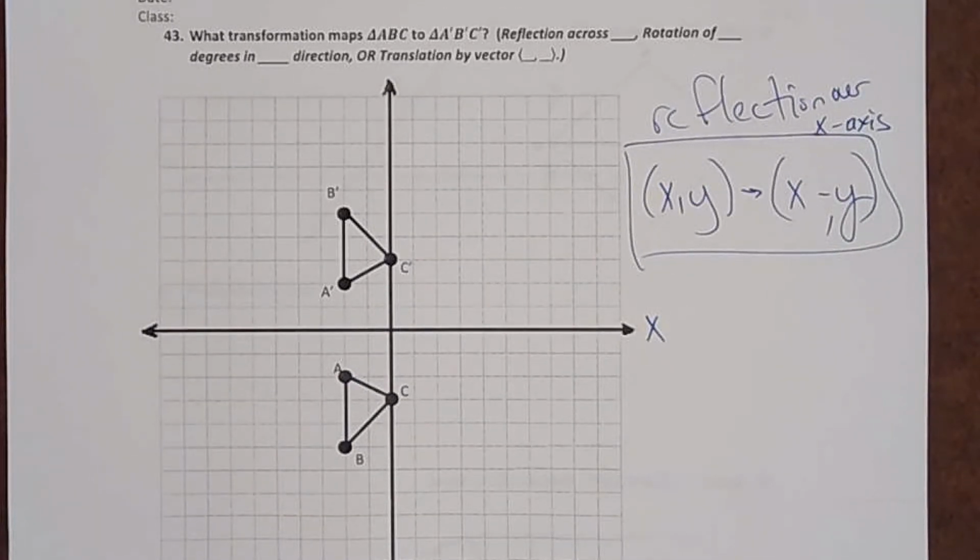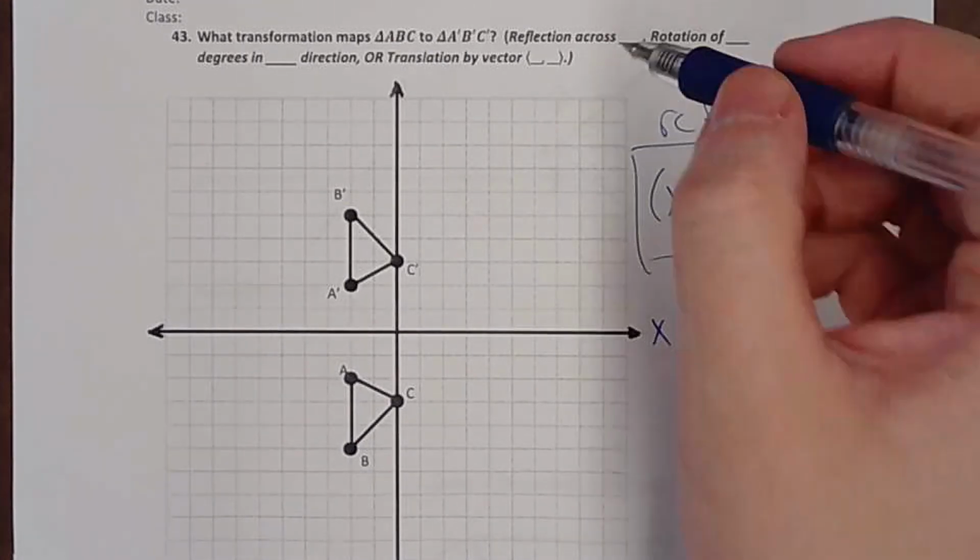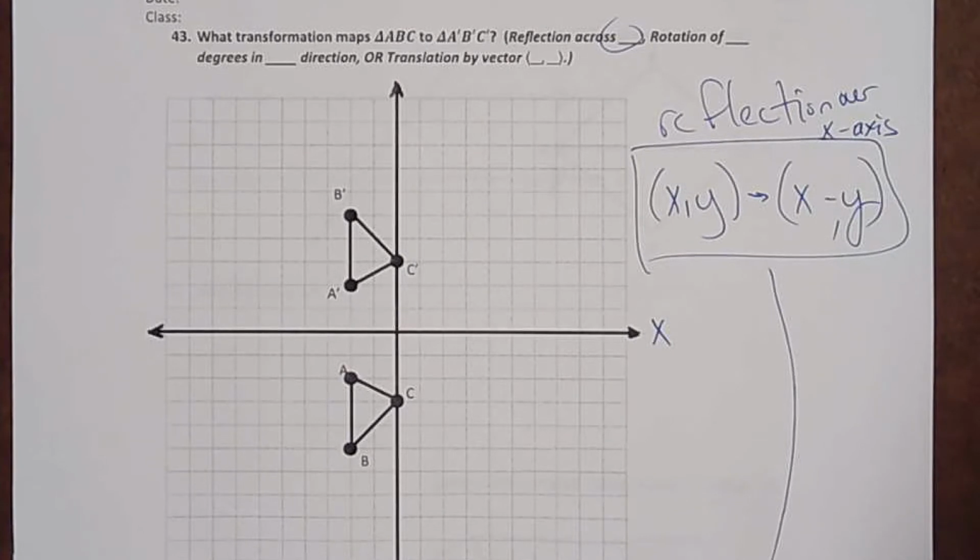All right, so that answers both. That was 44. 43 is kind of this part, right? It's a reflection across the x-axis.